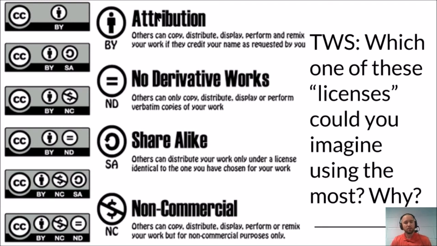The second one is no derivative works. So that is actually the exact opposite of what I just said. You can use my work, you can use my book. If I wrote Harry Potter, I love this example. You can use it, but others can only copy, distribute, display, or perform verbatim copies of my work. So if I wrote Harry Potter and you printed that out on your own computer, you printed out all those sheets, and you have it, you can give it to somebody and they can make copies of it as well.